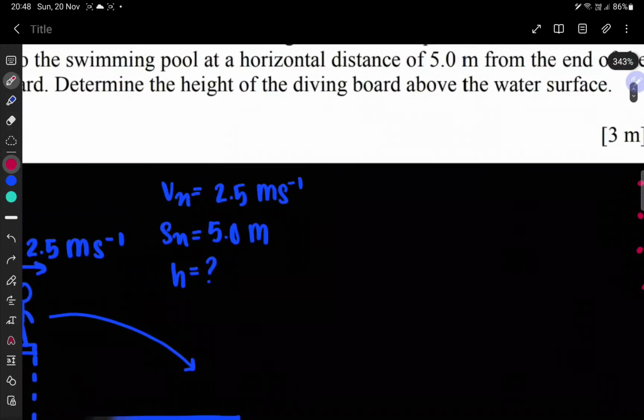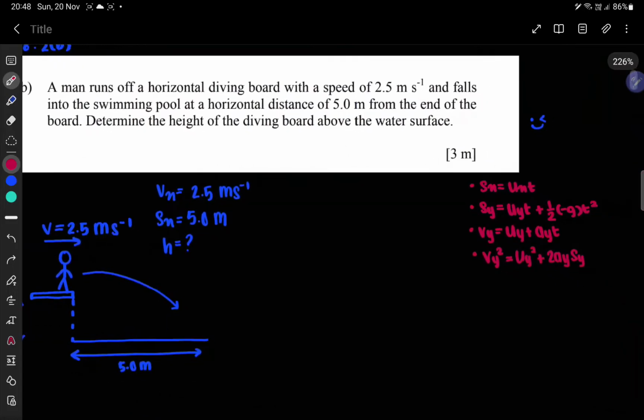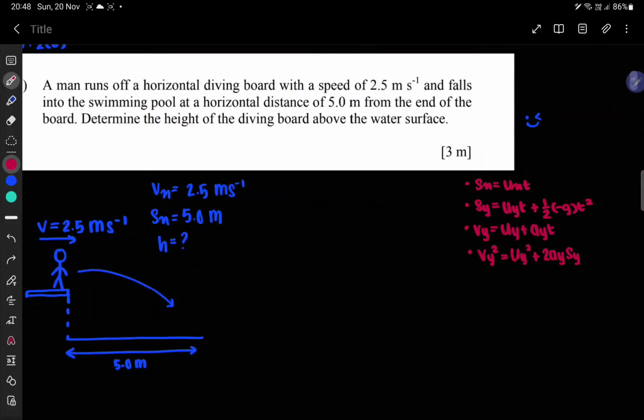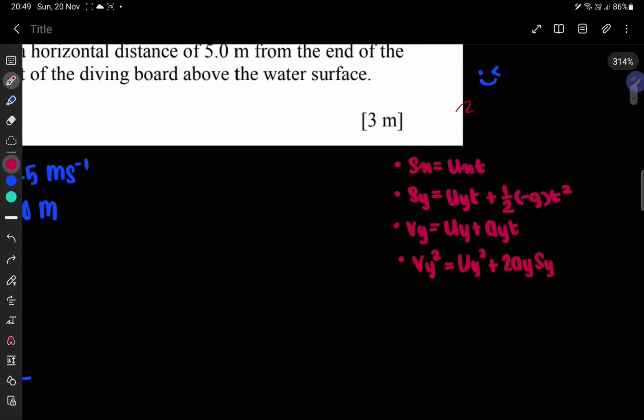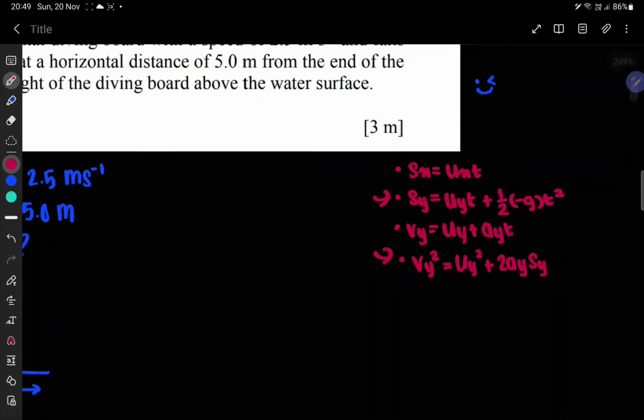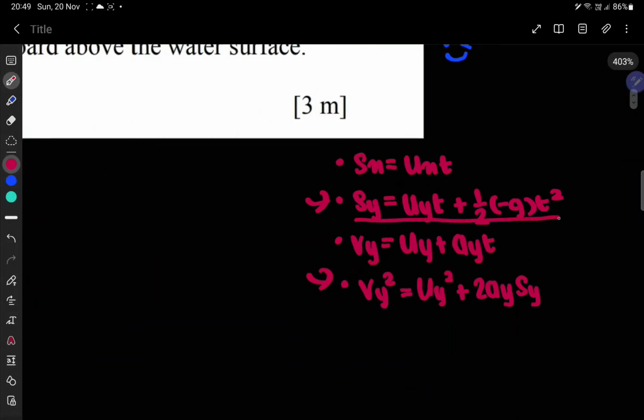Okay. For this question, this is all the information given. So first of all, we want the SY or the height, in which from the formula we can see that the only equations that have SY are this one and this one, but for this question I'll be using this one.